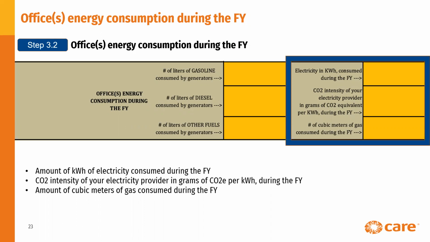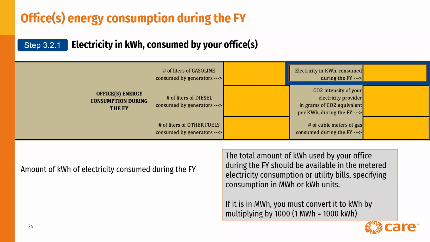Taking a closer look, firstly into the amount of kilowatt hours of electricity consumed during the fiscal year. Now, the total amount of kilowatt hours used by your office during the fiscal year should be available in the metered electricity consumption or utility bills, specifying consumption in megawatt hours or kilowatt hour units. If this data is in megawatt hours, you must convert it into kilowatt hours by multiplying it by 1,000, since 1 megawatt hour is equal to 1,000 kilowatt hours.